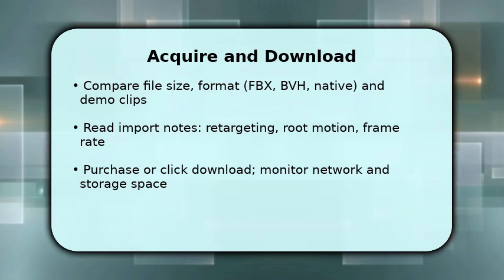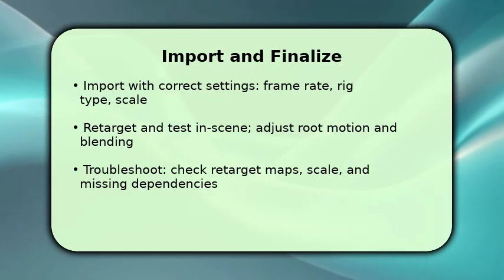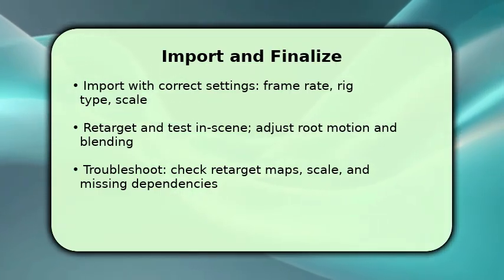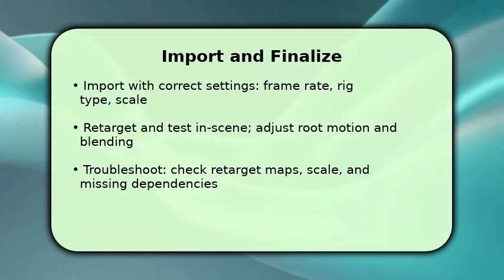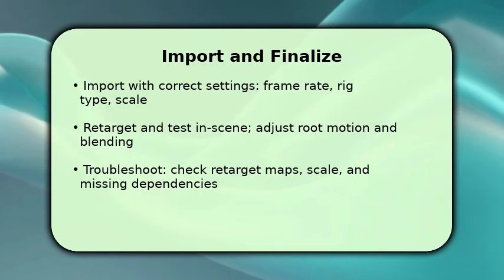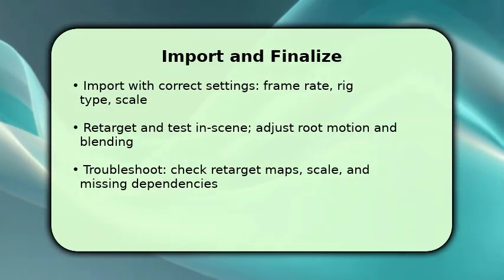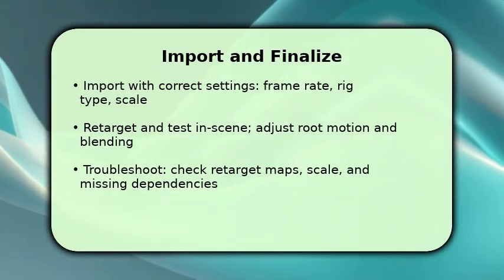You import the assets using the correct rig type, scale, and frame rate to prevent mismatches. After importing, retarget animations to your character and test them in scene, adjusting root motion and blending parameters for natural movement. Once animations play correctly, organize assets into folders and create animation controllers or state machines.